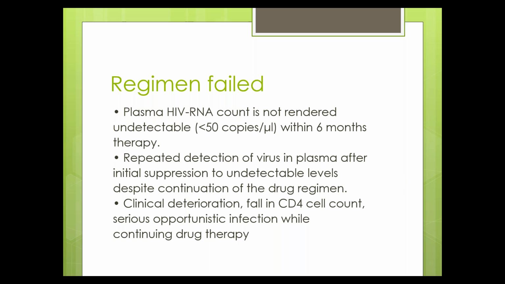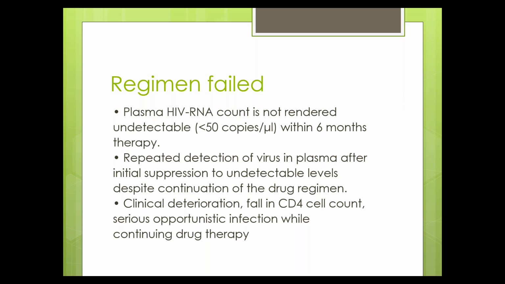Then only will you say that the HIV RNA count is undetectable. If that count has not been reached within 6 months of treatment, you say that the treatment has failed. Also, repeated detection of virus in plasma after initial suppression to undetectable levels. Initially the test is done and it is undetectable, but you have to repeat the test every 1 month. If you do the test while continuing the drug regimen and you see that the viral load has increased, then you will also say that the treatment has failed.